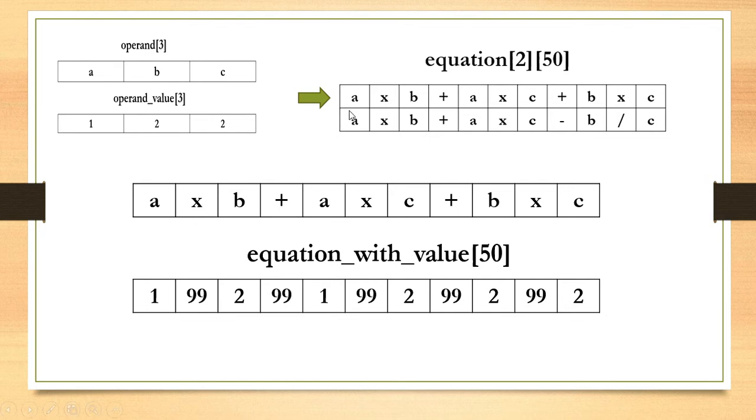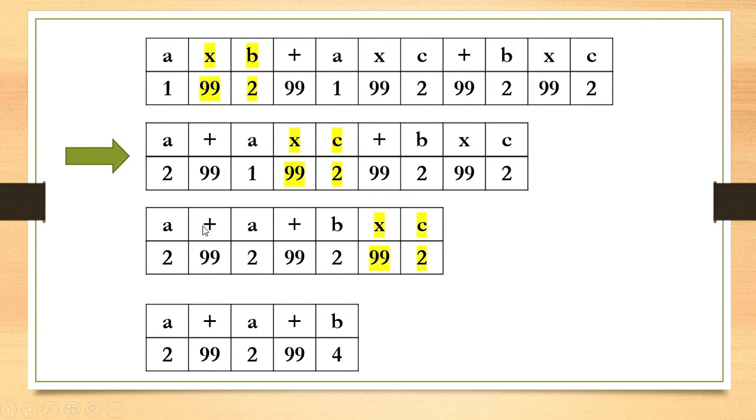Now this first equation and the equation with value, we will send to a function where division and multiplication will be performed. So let's see how that happens. So now we are into that function and we have these two arrays, one with equation and one with value of equation. First we will look for the division operator in the equation. Since we don't have any division operator in our equation, we will look for the multiplication operator.